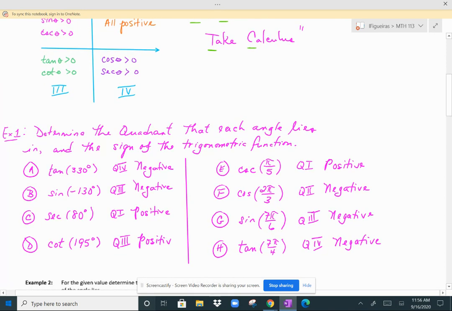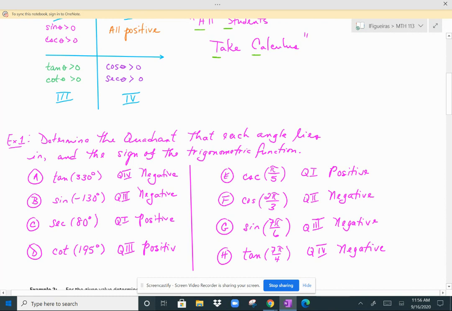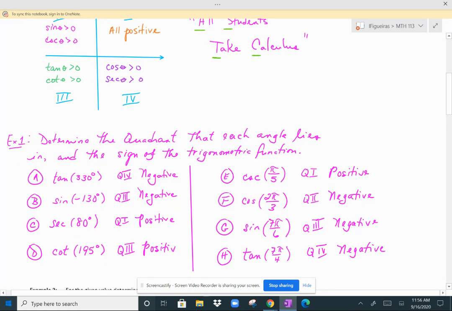Now let's look at some radian measures. Pi over 5 is in quadrant 1. Therefore, everything is positive in quadrant 1, including cosecant. Cosine of 2 pi over 3. 2 pi over 3 is in quadrant 2. Therefore, cosine is negative in quadrant 2. Sine of 7 pi over 6. 7 pi over 6 is in quadrant 3. Therefore, sine is negative in quadrant 3. And tangent of 7 pi over 4, that is in quadrant 4, and tangent is negative in quadrant 4.